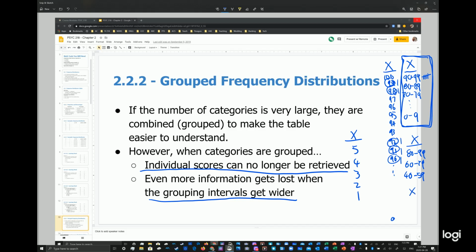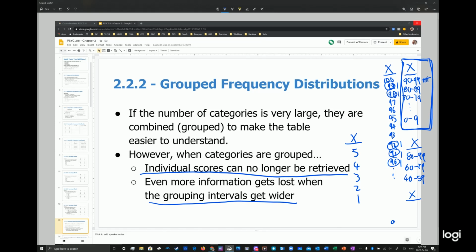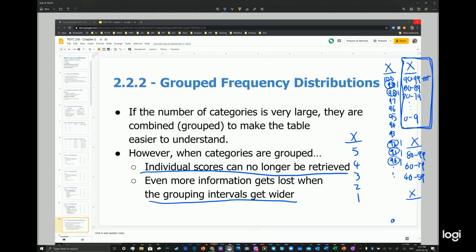And to drive this to the extreme, let's say there's only 2, or even just 1. 1 would be ridiculous. 0 to 100, well, it's like saying everybody in the class got between 0 to 100. Then all the information is pretty much lost, right? One less extreme than that would be, let's say, whether people pass or fail, 0 to 49 and 50 to 99. Well, I could make it up: half the people passed and half the people didn't. Again, what individual scores did they have? Well, I can't tell you. These group frequency distributions can no longer tell you that.